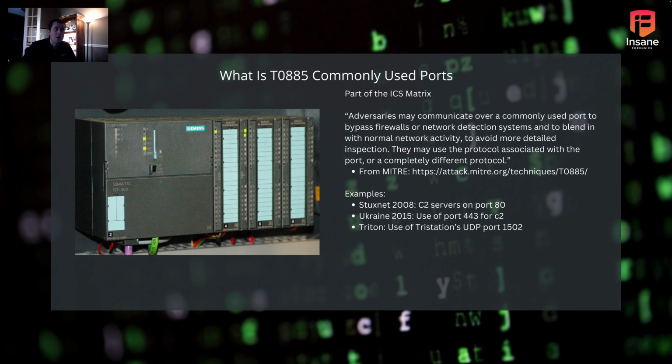We'll start with T0885. This is part of the ICS matrix, called commonly used ports. Under this technique, adversaries may use commonly used ports to bypass firewalls and blend in. They may use the protocol assigned with the port or not. In a lot of plants, between Purdue model zones, if you're in the OT space, and between firewalls in both IT and OT, attackers will often use ports they know the firewall isn't blocking, even in places where they know there are firewalls.